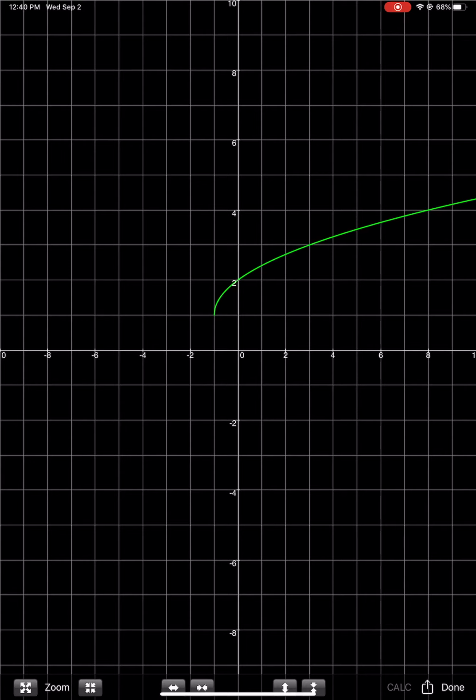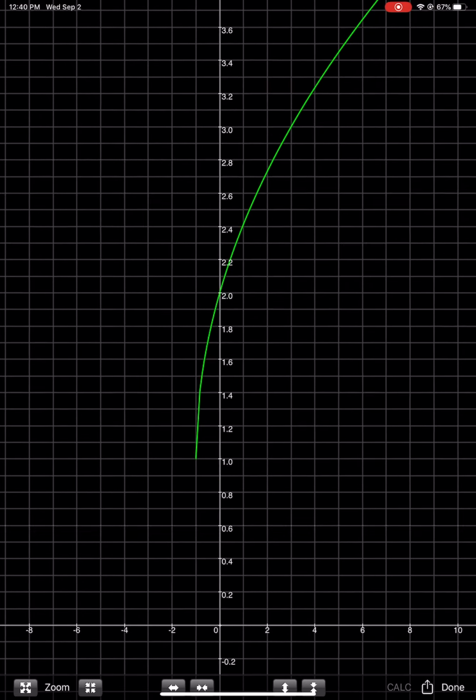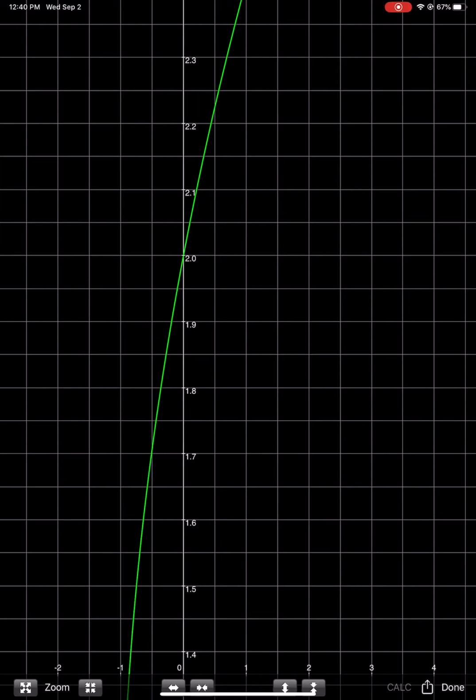So what we're looking at is the limit as x is approaching 0. So right along the y-axis, it looks like both sides are approaching the same thing, but let's zoom in a little bit just to be sure. So from both sides, it definitely appears that this is approaching the y-coordinate 2. So I can be pretty sure the limit here is 2.